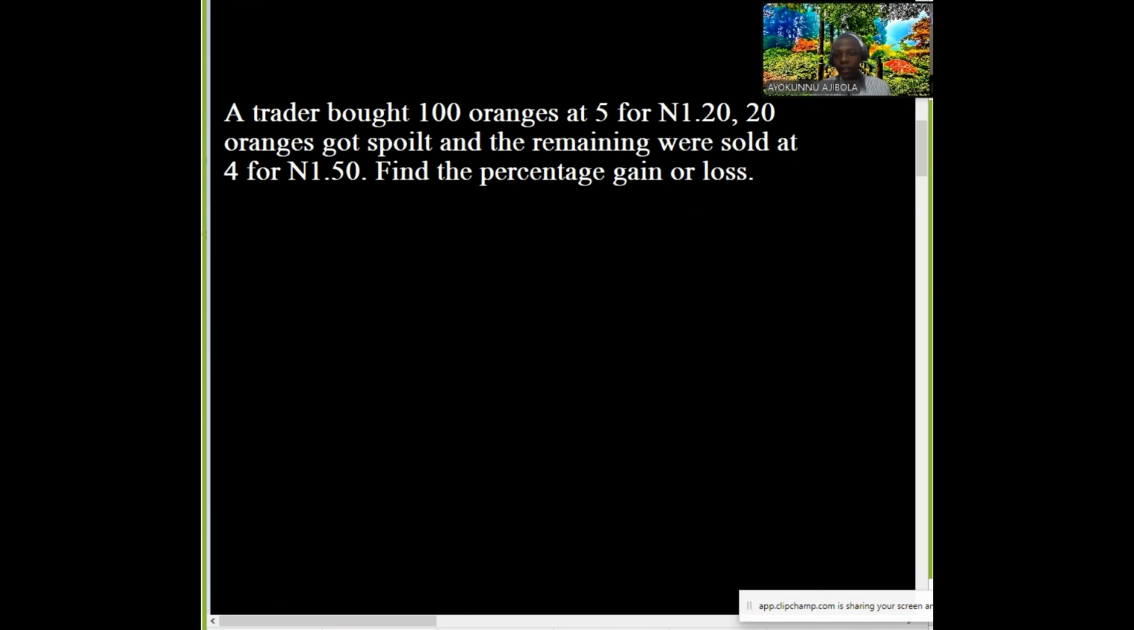So here's the second question, please. I want you to listen carefully. A trader bought 100 oranges at 5 for 1 naira 20 kobo. 20 oranges got spoiled, and the remaining was sold at 4 for 1 naira 50 kobo. Find the percentage loss or gain. Okay, let's look at this together.